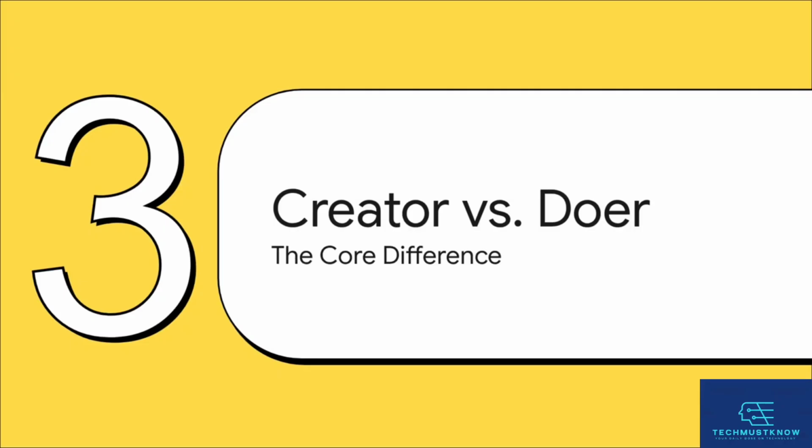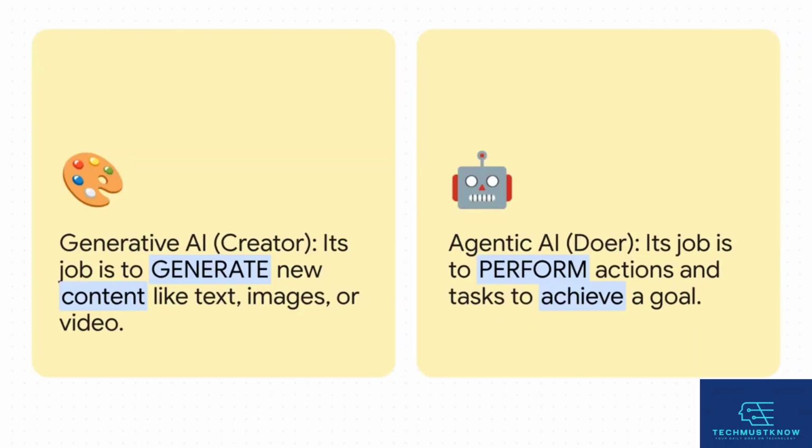So now we've got our two main players, the creator and the doer. Let's put them side by side just to make the core difference totally crystal clear. So here it is, the breakdown in its simplest form. On one side, you've got the creator, generative AI, whose entire job is to generate new things. And on the other, you've got the doer, agentic AI, whose job is to perform actions. One makes stuff, the other gets stuff done.